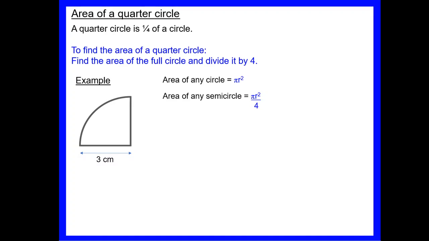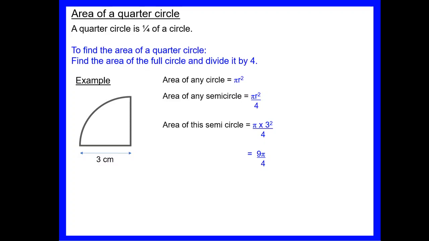So again, we're going to substitute our radius of 3 into our formula. So we get pi times 3 squared divided by 4. Now again, if you want to, you can type this straight into your calculator. I'm going to work out each stage as we go. So 3 squared is 9, so we get 9 pi divided by 4.